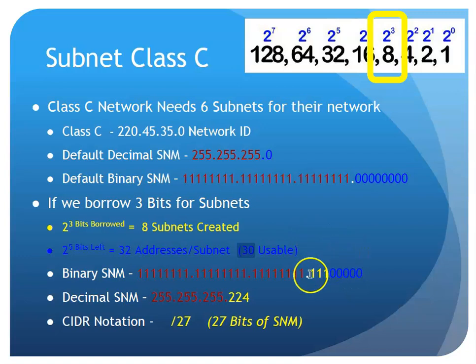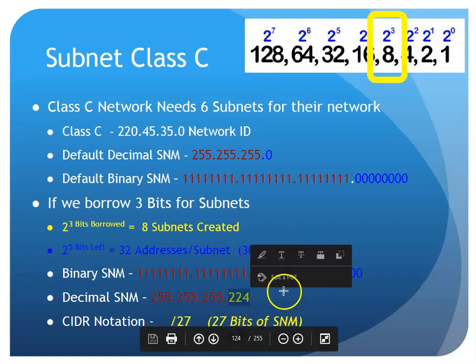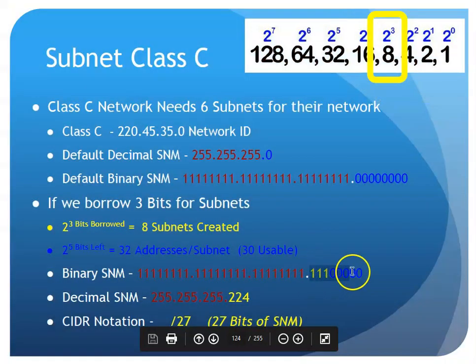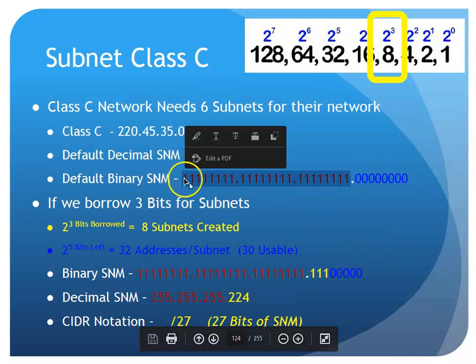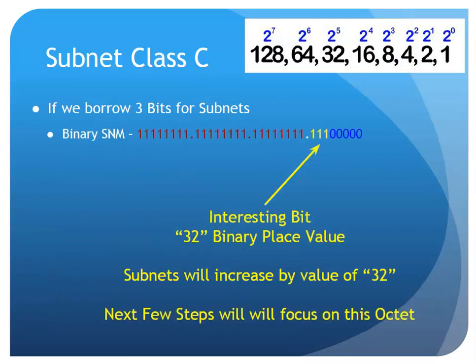So if we're going to proceed, borrowing 3 bits, we're going to indicate that with our subnet mask, 224. This right here is 224 in decimal. The other thing we'll do is we'll update our CIDR block, /27. It was /24. Here was the /24, 24 bits. We've borrowed 3 more, so we've added 3, so /27 is now our CIDR notation. All right, our planning is kind of out of the way.